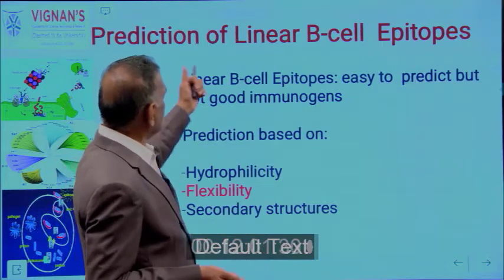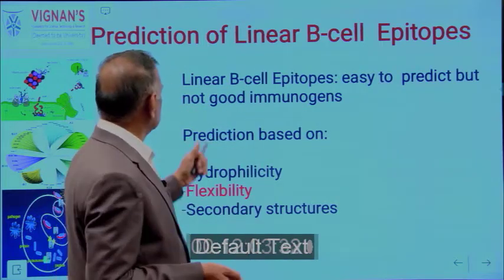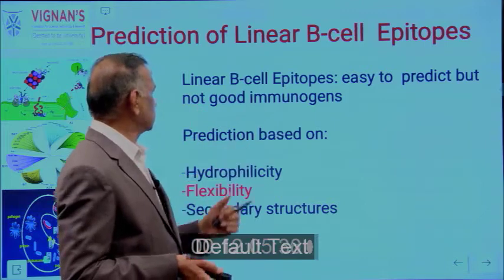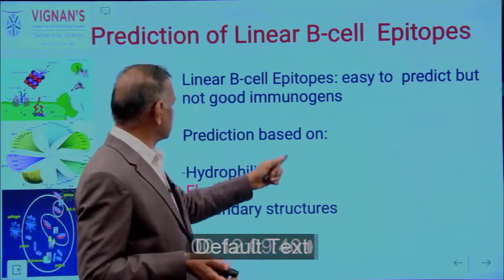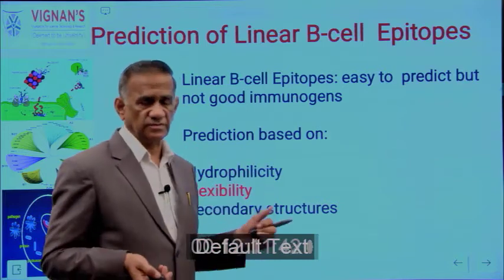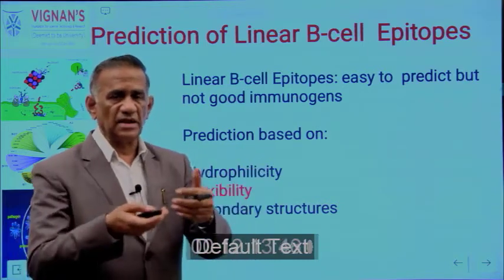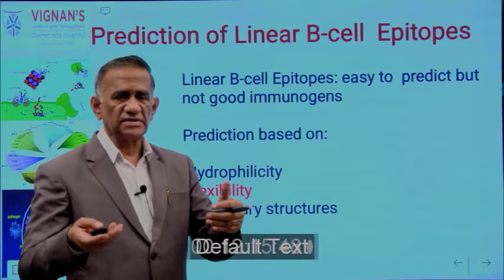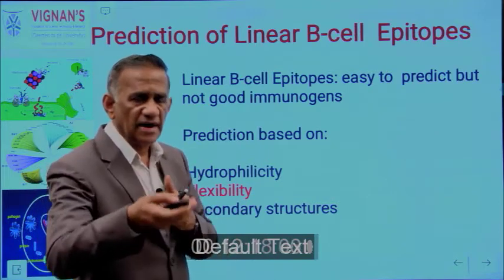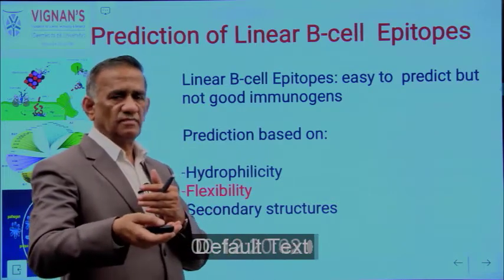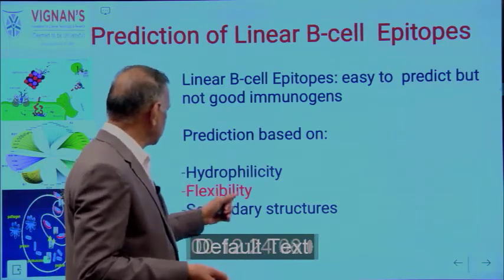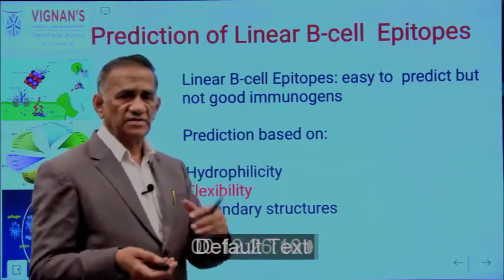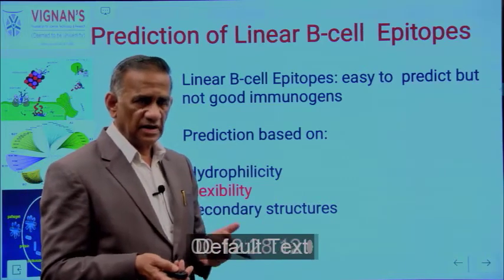Now, prediction of linear B cell epitopes. Linear B cell epitopes are easy to predict, and they are not good immunogens. Prediction is based upon hydrophilicity. In the epitope there are amino acids. If these amino acids are hydrophilic, they can bind to the corresponding regions on the antigen. And again, flexibility and secondary structure of this antigen are also required.